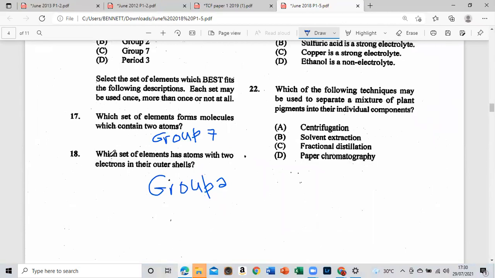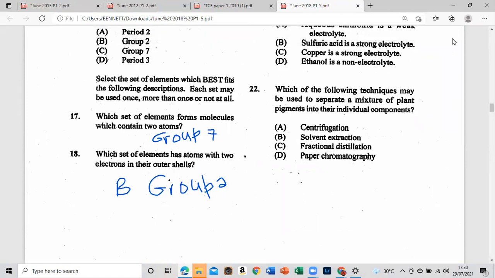Oh, the letter is B. This one first is B. So that's B. All right, so let's move on to 19.